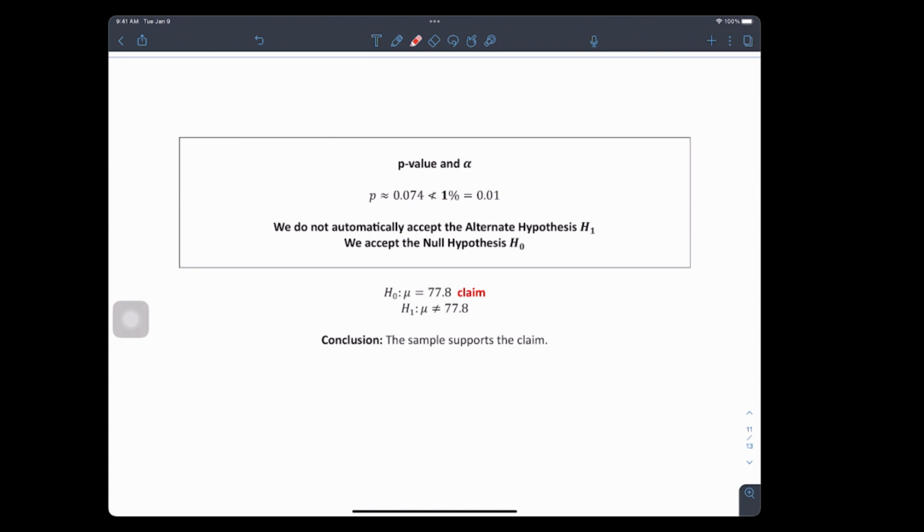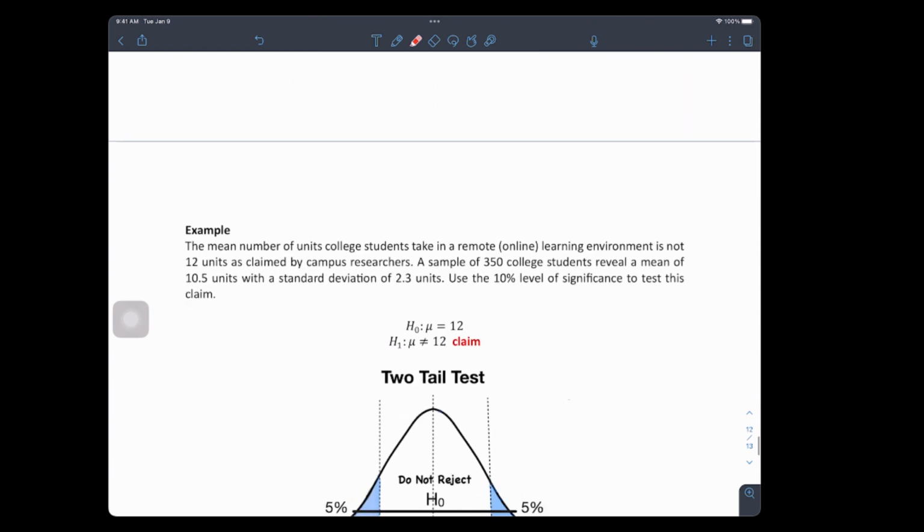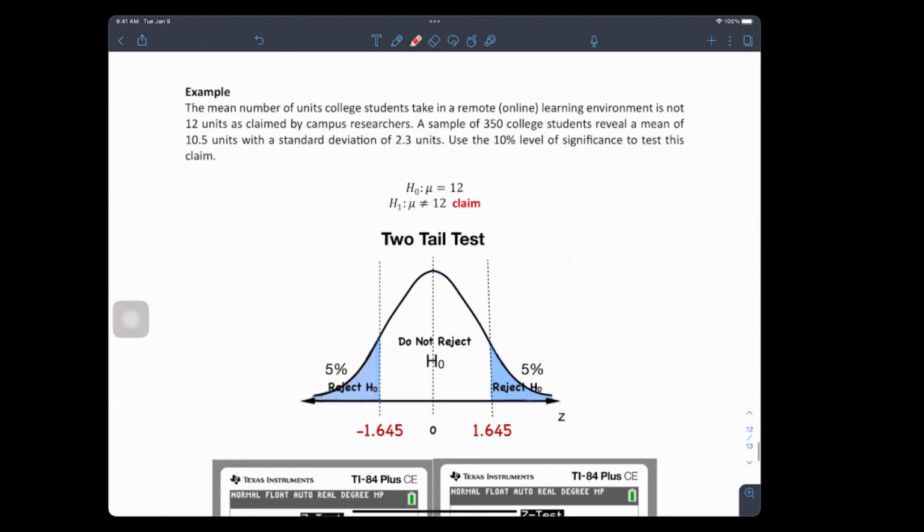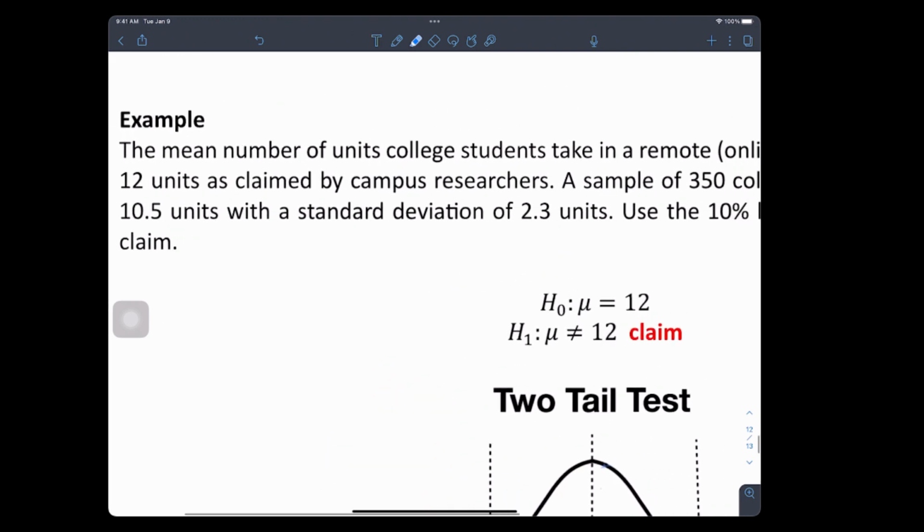Okay, so there's our notes there. Let's try one more. You guys ready to try one more? Here we go. Did you guys start to get a good feel for the p-value method? Okay, because we're going to try it out.